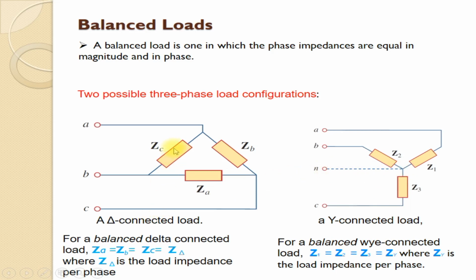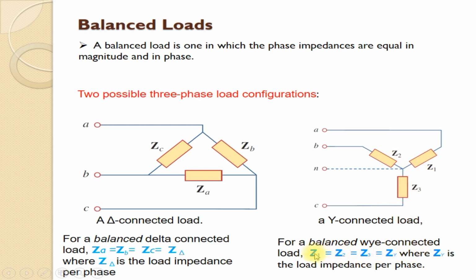And a system of load is said to be balanced if all the phase impedances are equal in magnitude and in phase. That means the magnitudes of ZA, ZB and ZC and the phases should also be the same. So for a balanced delta connected load, ZA equal to ZB equal to ZC, all in complex form, and it should be equal to Z delta, where Z delta is the load impedance per phase. And in case of a star connected load, here also if it is said to be balanced, Z1, Z2, Z3 should be equal, and can be represented as Z star.